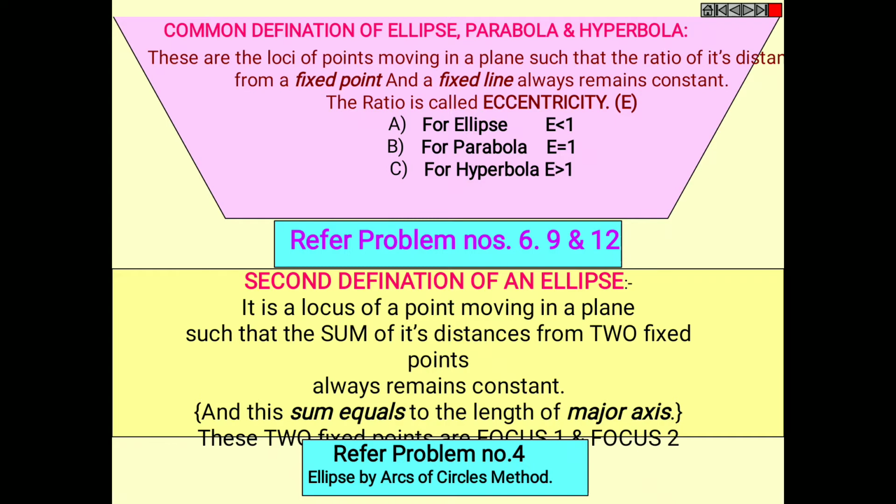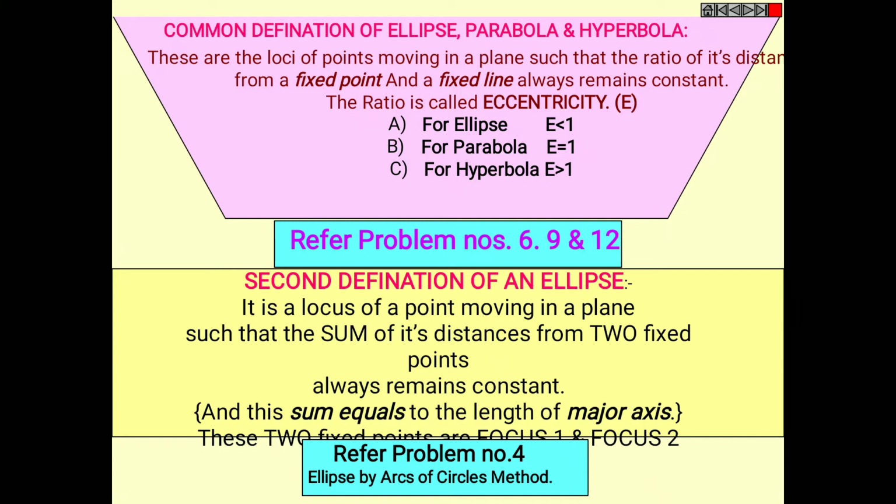If the eccentricity value is less than 1, then it is called an ellipse, and if the value of eccentricity equals 1, then it is called a parabola, and when the value of eccentricity is greater than 1, then it is called a hyperbola. For these three you can refer to problem numbers 6, 9 and 12 in the next slides, where loci points, fixed points and fixed lines are well illustrated. When we move on to those slides, we will remember these things.